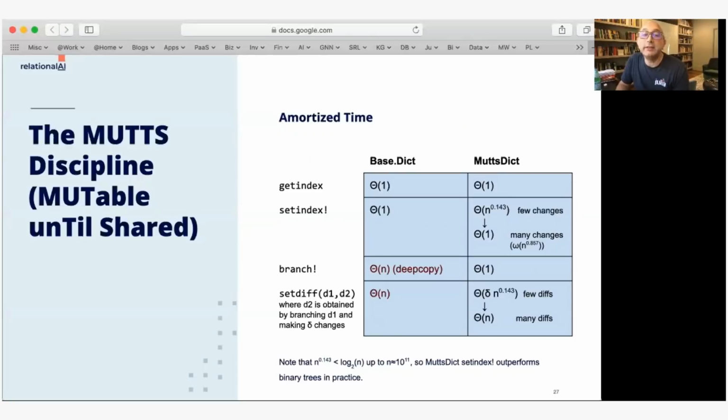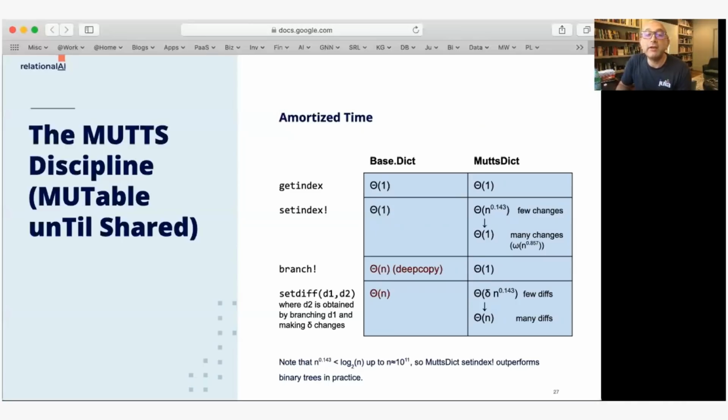Now we get to the intended use cases, which is having multiple versions of the same dictionary coexisting at the same time and branching new versions. With Julia's dictionary, if you want to make a copy of a dictionary that won't reflect changes made by other threads, you need to do a deep copy, which takes linear time. With the MUTS dictionary, the branch operation takes constant time.